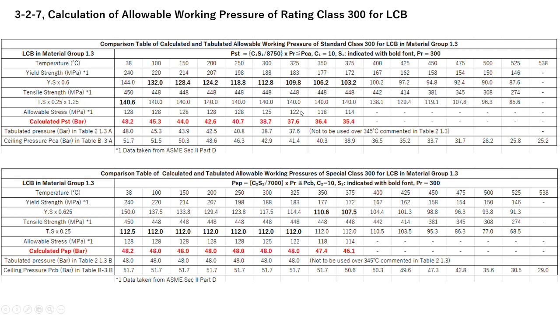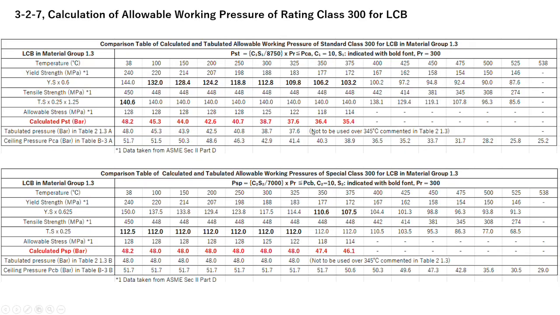So the LCB casting material also has a temperature limit. The ASME Section 2 Part D allowable stress value is given only up to 375 degrees Celsius. At 400 and above, no allowable stress is assigned. So we can use LCB casting up to 375 for pressure retaining material.